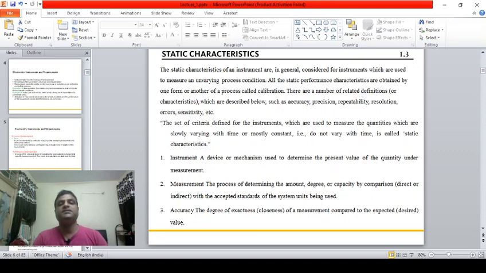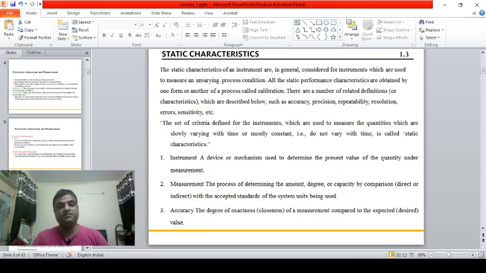In the case of static characteristics, all the static performance characteristics are obtained by one form or another of a process called calibration. There are a number of related definitions. A second definition of the static characteristic is the set of criteria defined for the instruments which are used to measure quantities which are slowly varying with time or mostly constant, that do not vary with time. That's why it is called static characteristic.